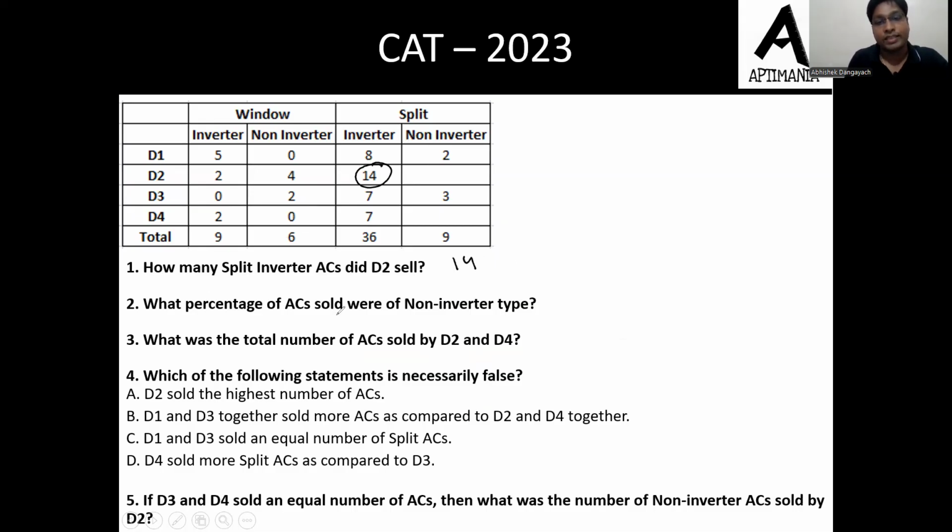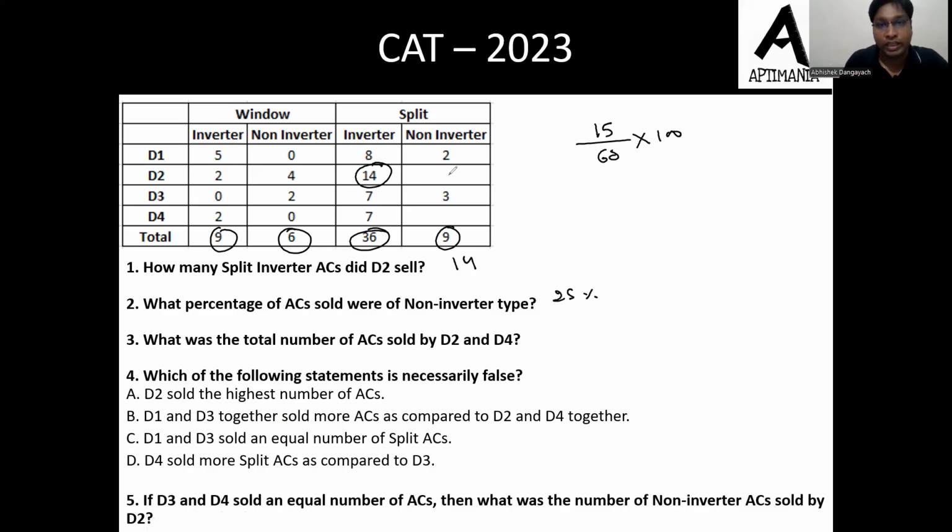What percentage of AC sold were of non-inverter type? So non-inverter we have 6 and 9, 15 ACs, and total number of ACs is 9 and 9, 18, 24 and 36 is 60. So 15 over 60 into 100, that is 25% simply.